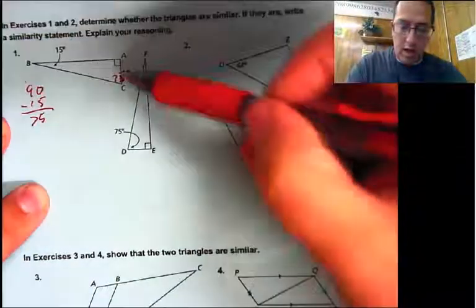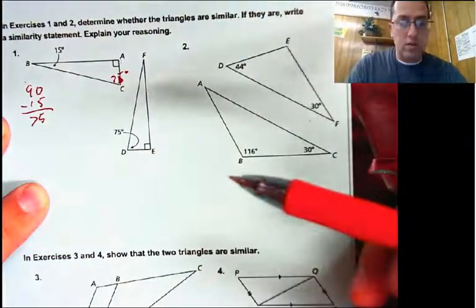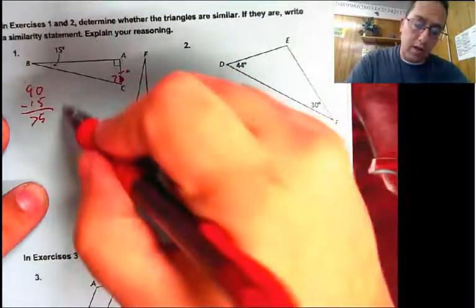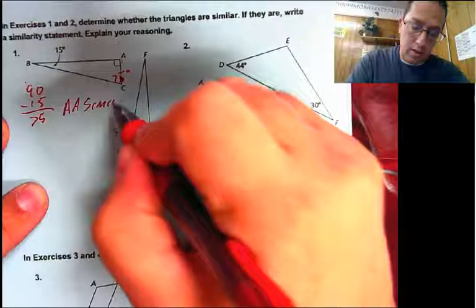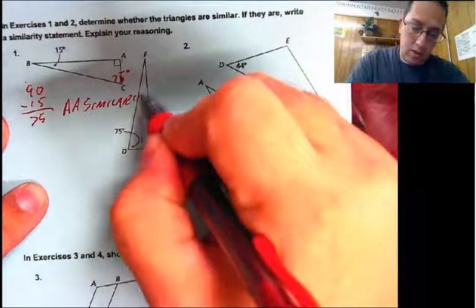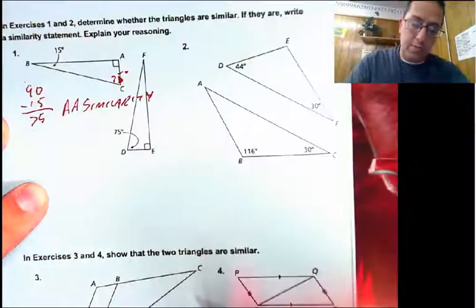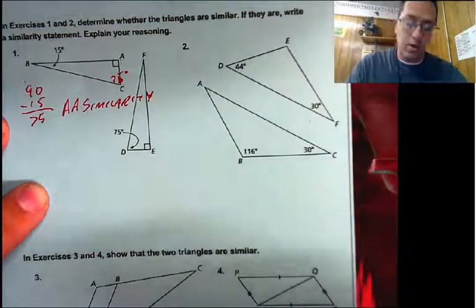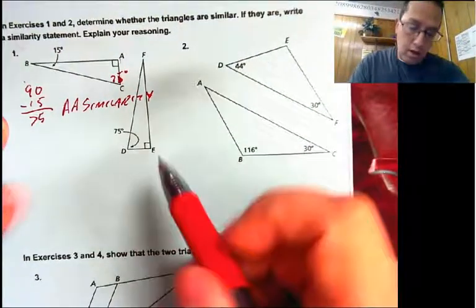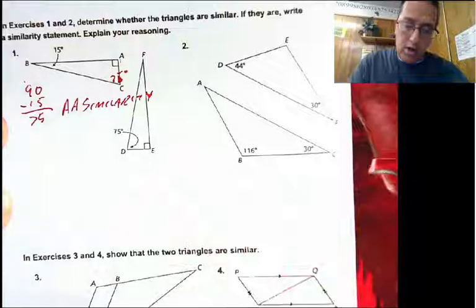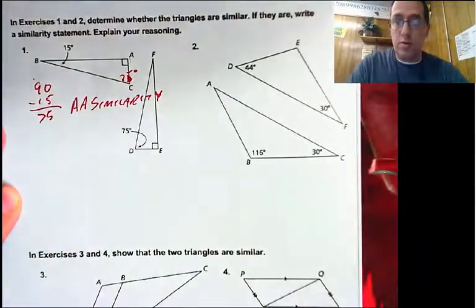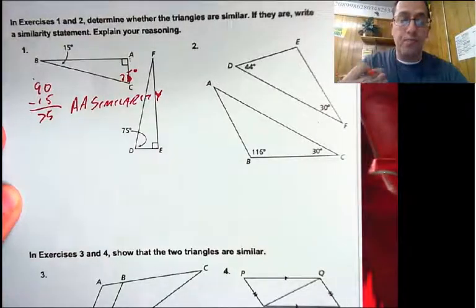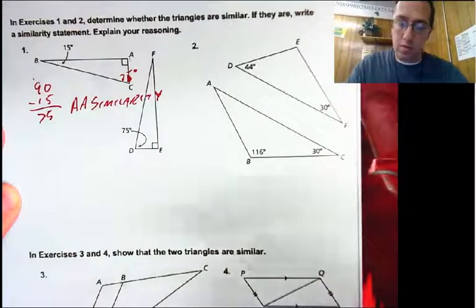And now I have two angles congruent to those two angles, and so I have angle-angle similarity. It is important that you specify this as angle-angle similarity, not angle-angle something else. All right. So they are similar, so I need to write a similarity statement, which, remember, looks just like a congruent statement. It just has a similar sign instead of a congruent sign.